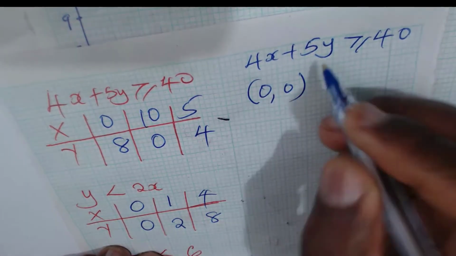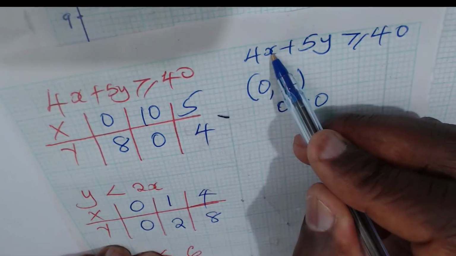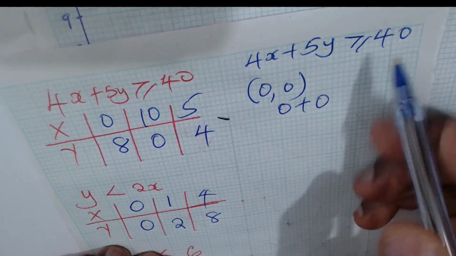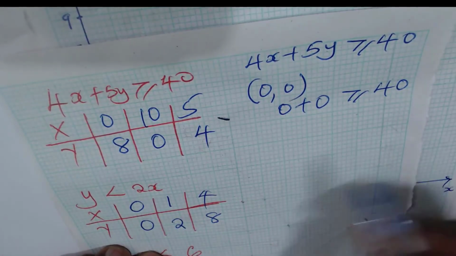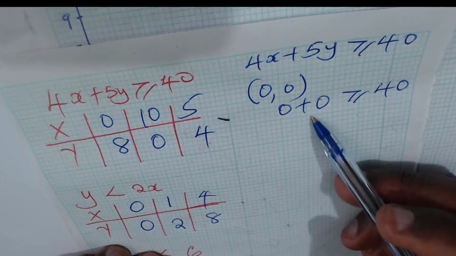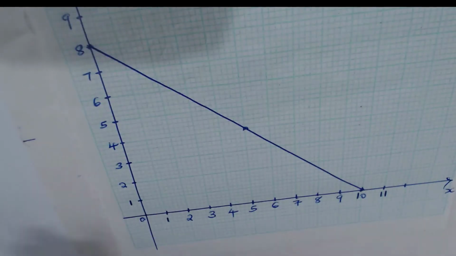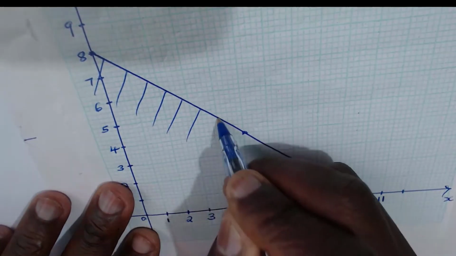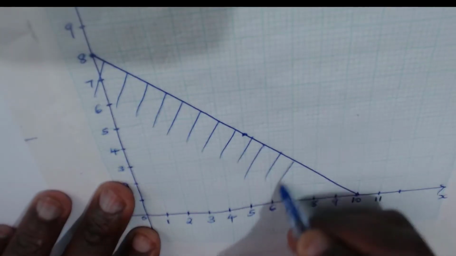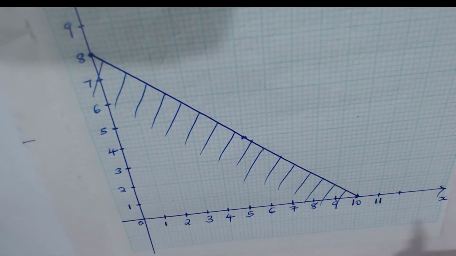So when x is 0, y is 0, substitute here. You get 0 plus 0, which is greater than or equal to 40. Does it satisfy? Is 0 greater than or equal to 40? No. So that tells us that the unwanted side is this side that is here. The side that is below, where I've picked the point 0, 0, has not satisfied. So that is the unwanted side.